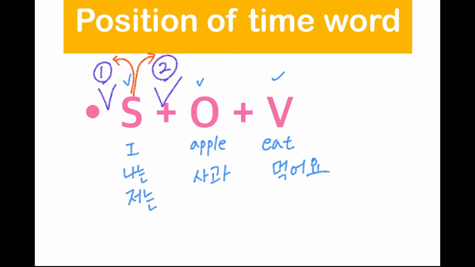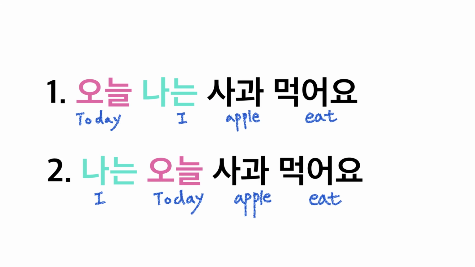So 나는 사과 먹어요, right? So you can say today, 오늘. 오늘 나는 사과 먹어요. Or 나는 오늘 사과 먹어요. That's it. Simple, right?